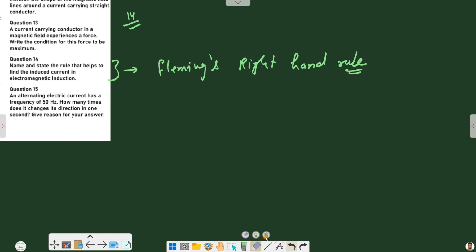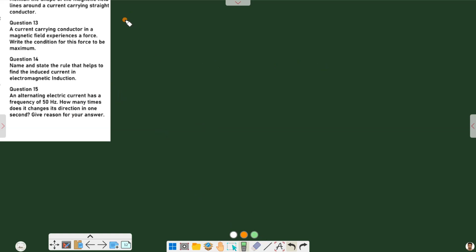Now moving to our today's last question, question number 15. An alternating current has a frequency of 50 Hz. How many times does it change direction in 1 second? Give your reason and explain why. This we have already discussed a lot. So we have frequency equal to 50 Hz.